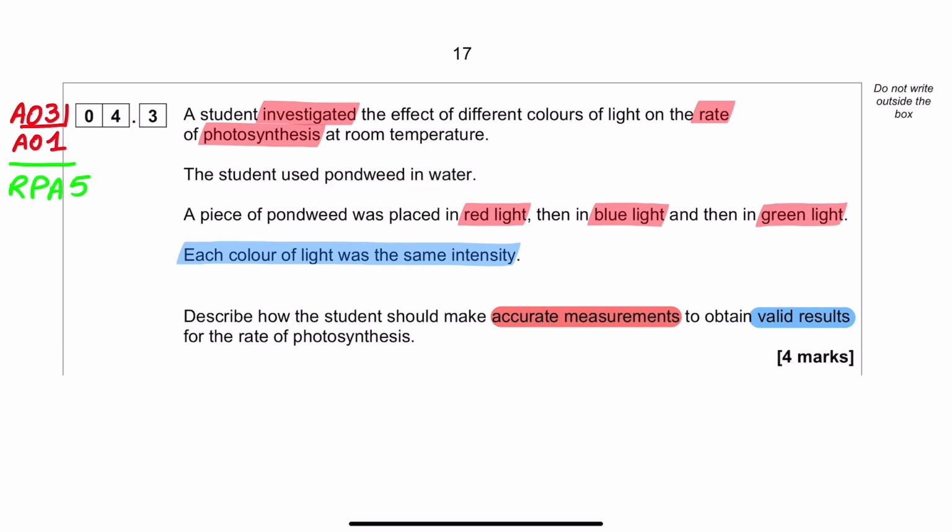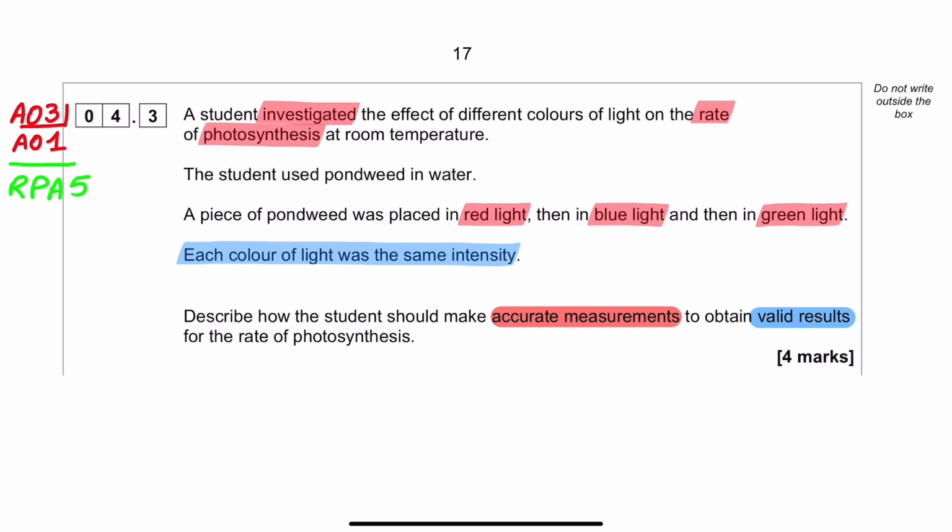A piece of the pondweed was placed in red light, then in blue light, and then in green light. Each color of the light was the same intensity. Describe how the student should make accurate measurements to obtain valid results for the rate of photosynthesis.